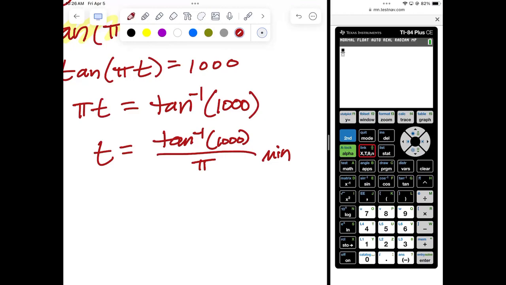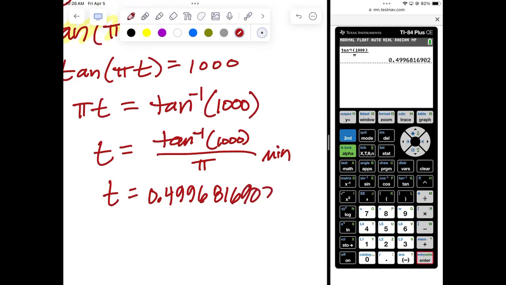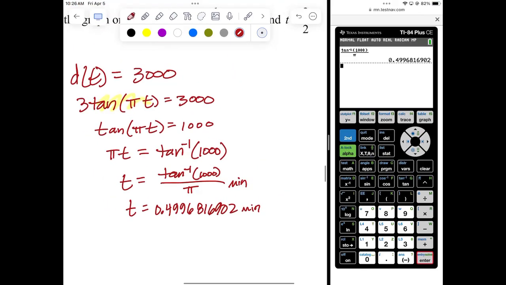So I'm going to hit alpha x, and then I go secant tangent. I should be in radian mode, of 1,000 divided by pi. Okay, that gives me. Oh, look at this. You're going to like this. 0.499681690 of a minute. That's pretty cool, right?